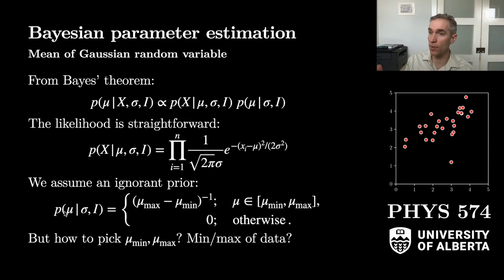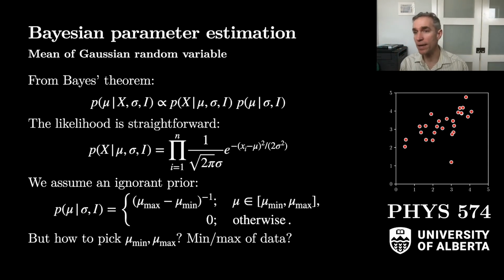So a reasonable thing to do would be to say it is a flat distribution. The mean can be anywhere from mu min to mu max, somewhere in between. And to normalize that, we just say it's 1 over mu max minus mu min, and it's in this range, and it's 0 outside of that.